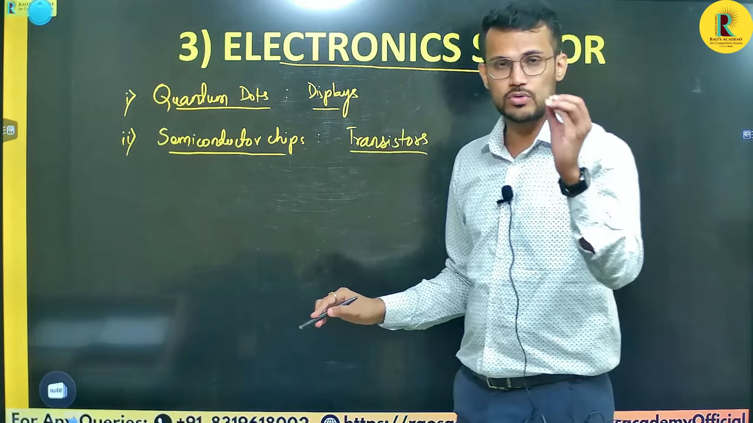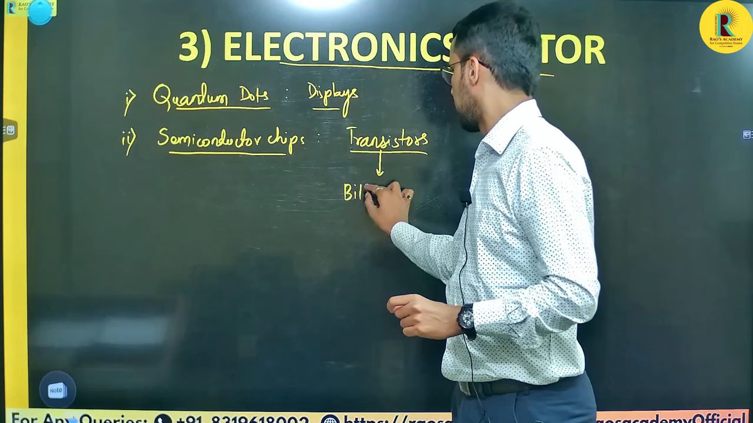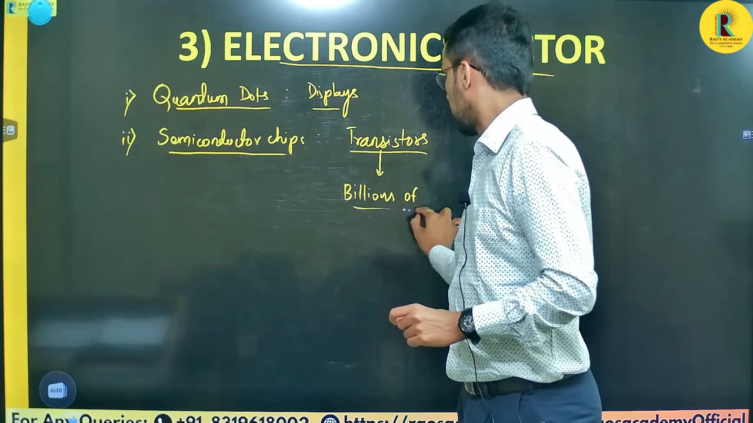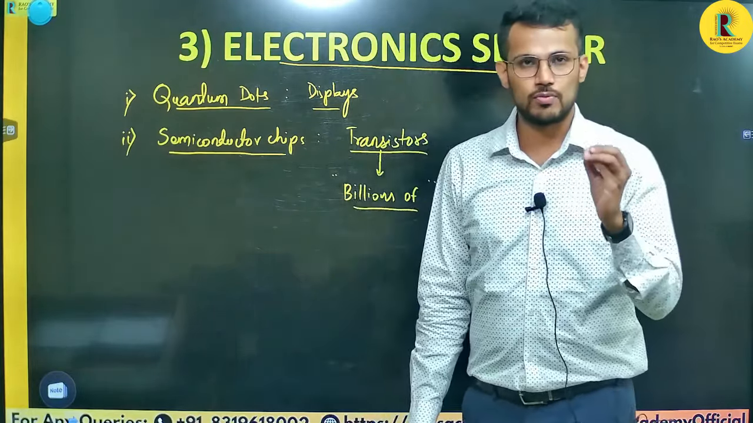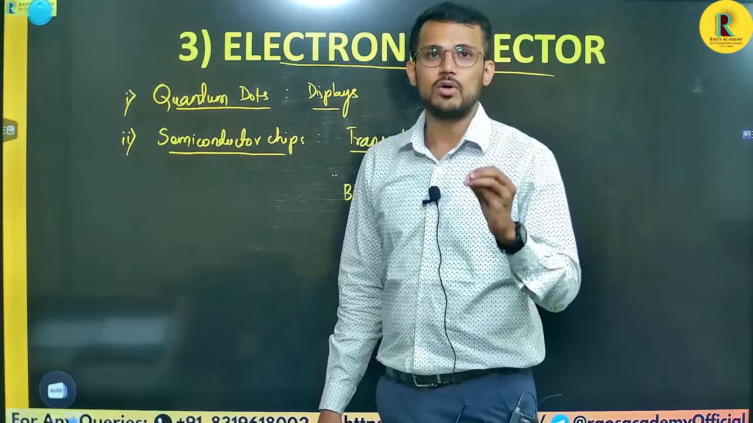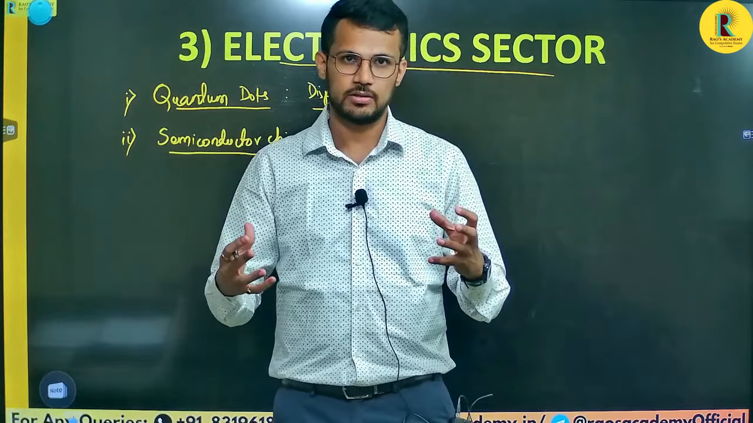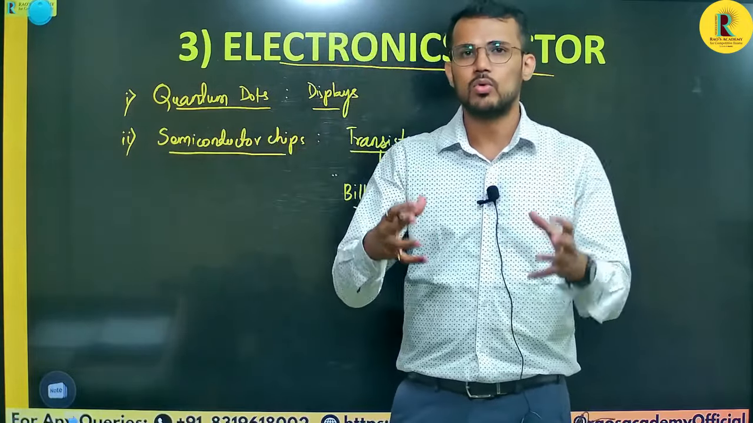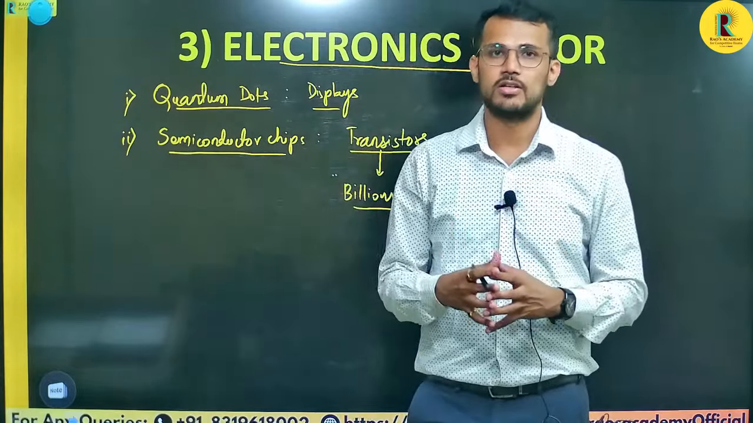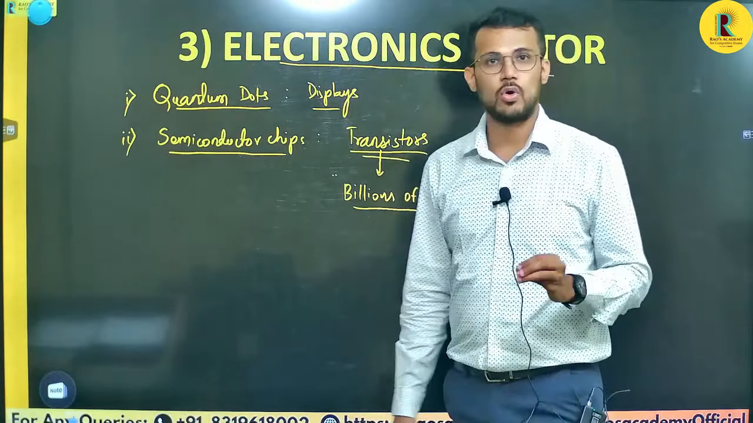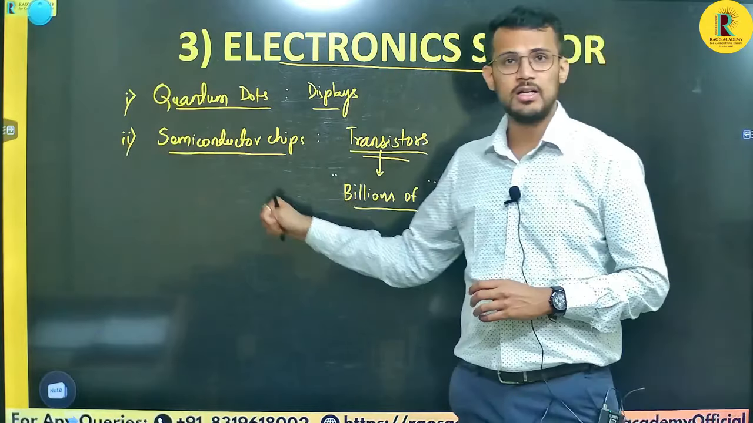And on those fingernail size semiconductor chips, billions of transistors are there. As a result of billions of transistors on those chips, the ability of those semiconductor chips to store data and to process data has increased. Our devices, have they become more efficient? Has their speed increased? Yes, that is because of the use of modern semiconductor chips which have a number of transistors on them. So that is also one of the important applications of nanotechnology in the electronic sector.